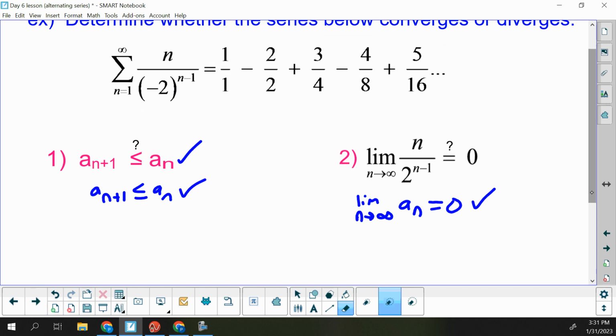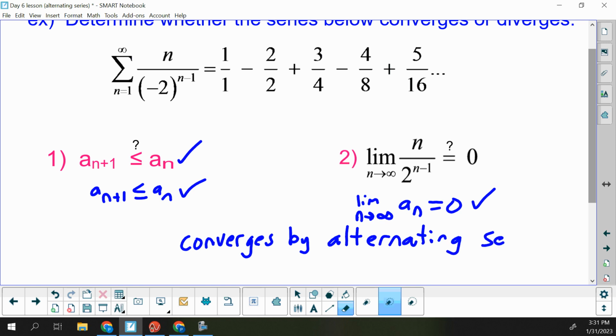Now, you have to actually think through those and not just automatically check them, because if it doesn't satisfy those conditions, then saying it converges by alternating series test would be incorrect. But these did check out here, so we can say converges by alternating series test.